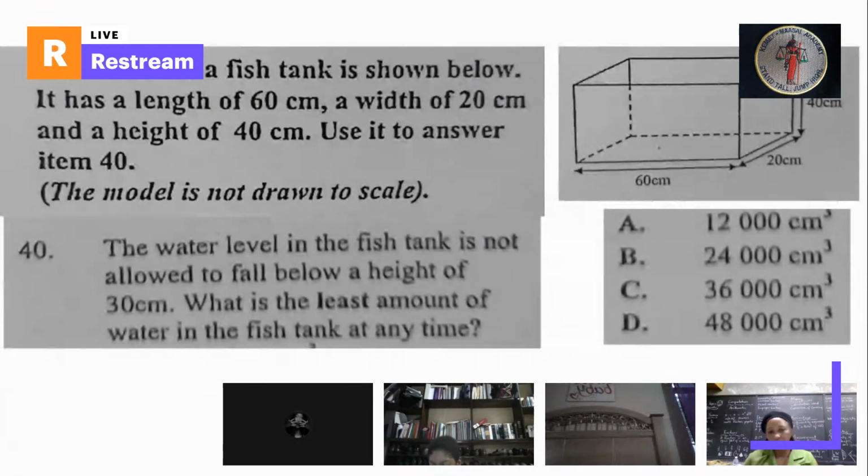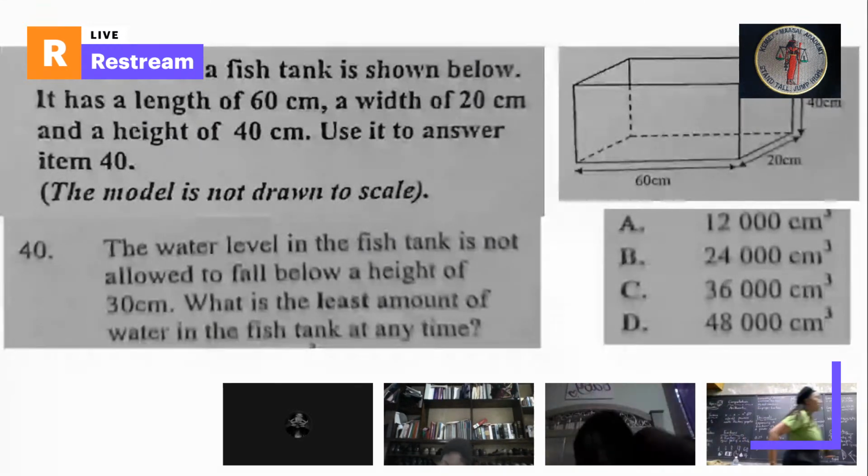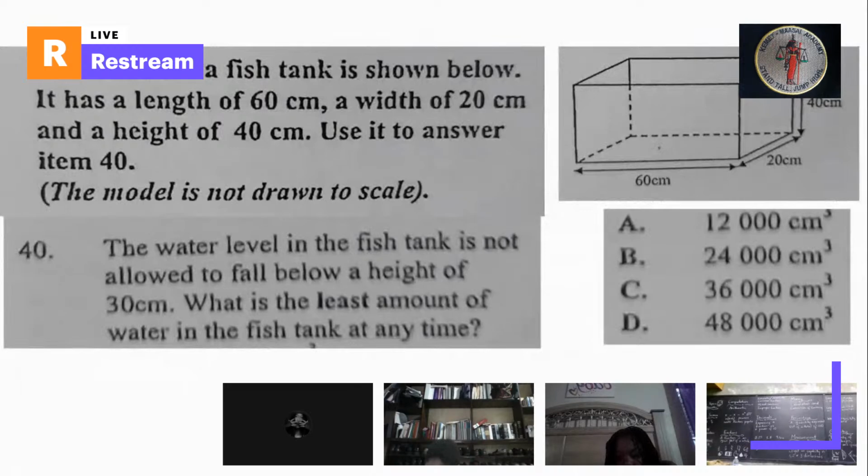Number 40. The water level in the fish tank is not allowed to fall below a height of 30 centimeters. What is the least amount of water in the fish tank at any time? All right, so how are we going to approach this?